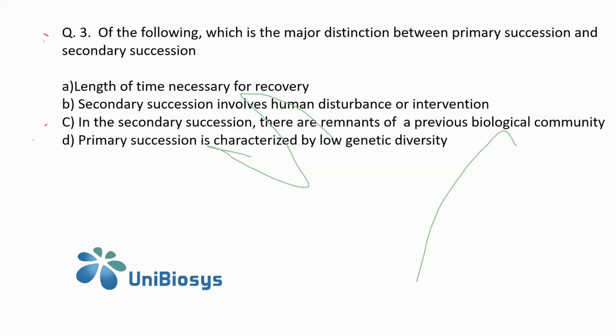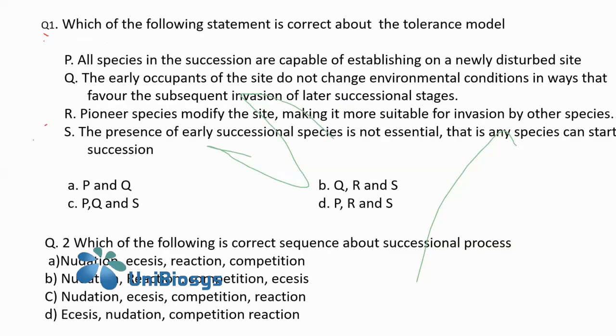Primary succession is characterized by low genetic diversity. Only one will be the correct answer here, so that is C. Otherwise also, we cannot say low genetic diversity. A lot of individuals can act as a pioneer community in primary succession. Okay. So these kinds of questions you will get. Very simple questions, but you should know the concept clearly. So go and, if possible, read today itself, make your concept very clear.